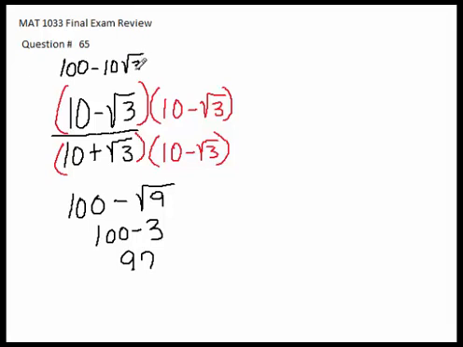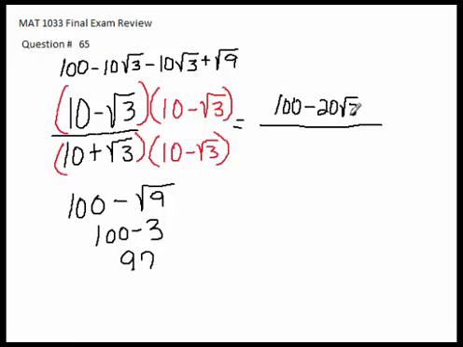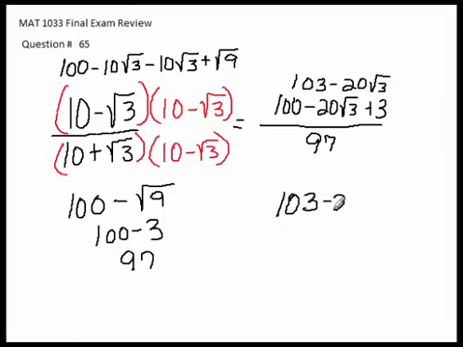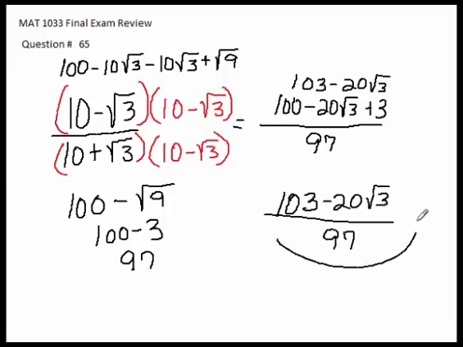Minus 10 square root of 3, minus 10 square root of 3, plus the square root of 9. So on the top we've got 100 minus 20 square root of 3 plus 3, which is 103, minus 20 square root of 3, and the denominator is 97. Common factors top and bottom. Doesn't appear that there will be any, so 103 minus 20 square root of 3 over 97 is the simplest form.